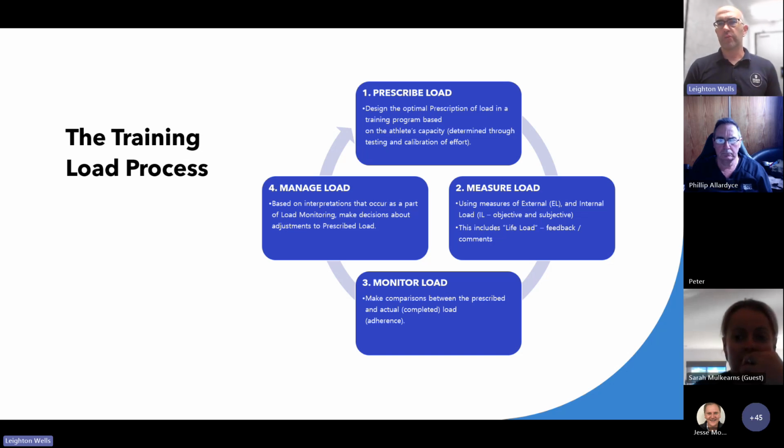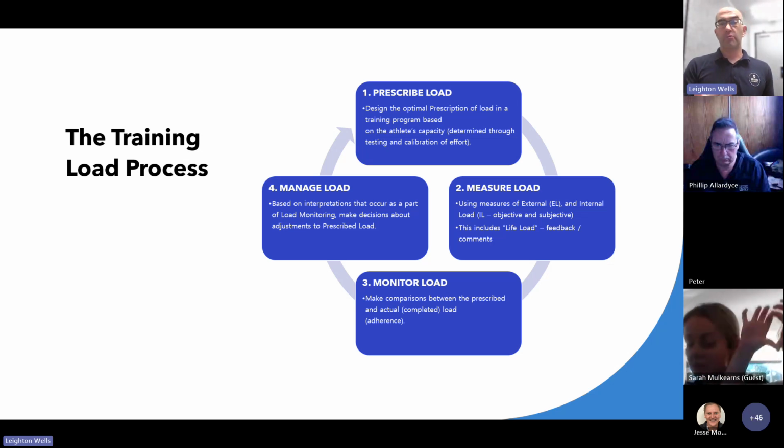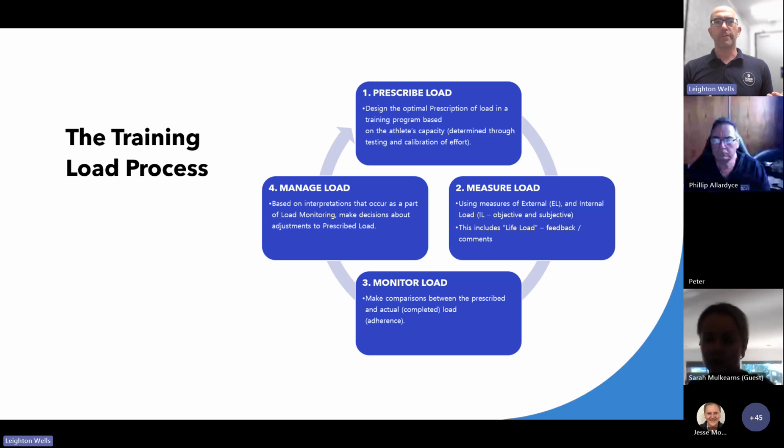We then go to monitoring load, and what that means is that we're looking at what has been planned for the athlete versus what they've completed. And so it's not just how much distance and duration have they completed, there's also an intensity component. If we've prescribed a workout based on RPE, have they hit those RPE values or power values? If so, great. If not, why not? And some additional digging, which is where that communication piece comes in, may be required.